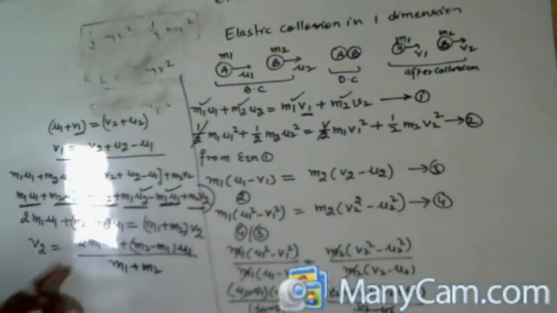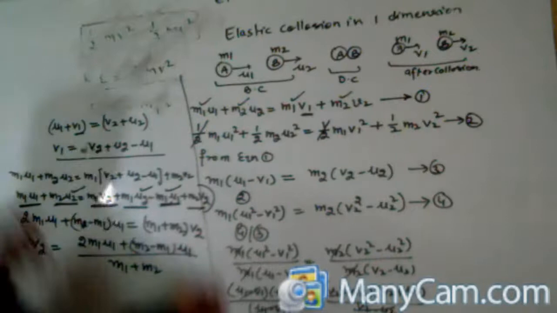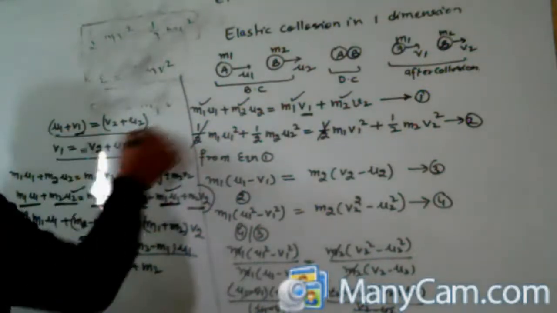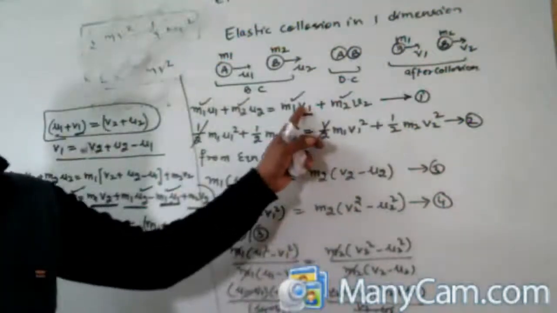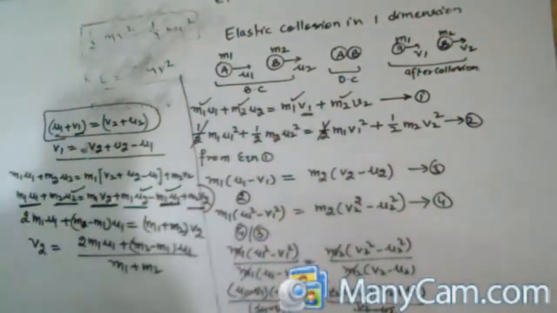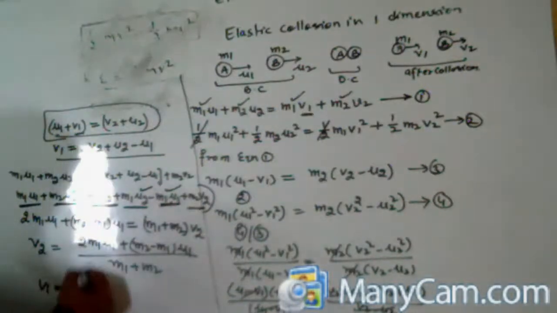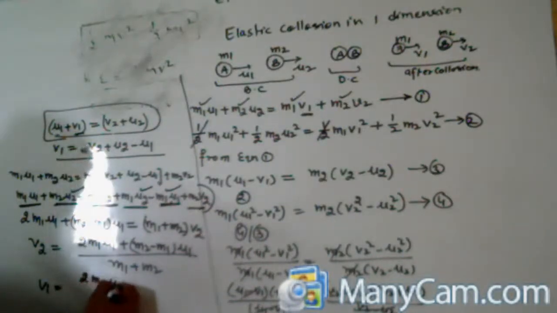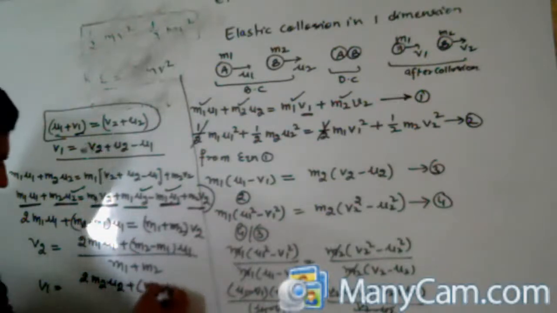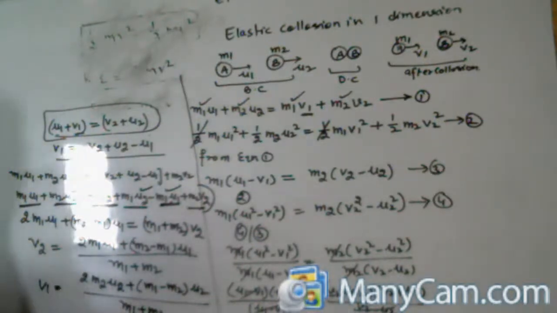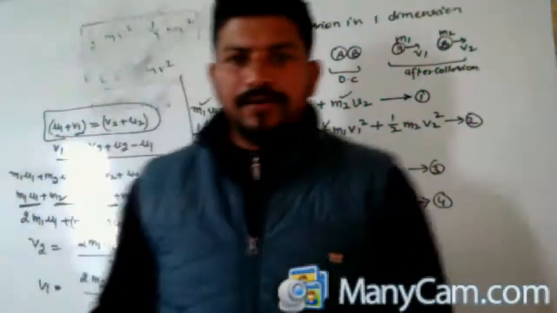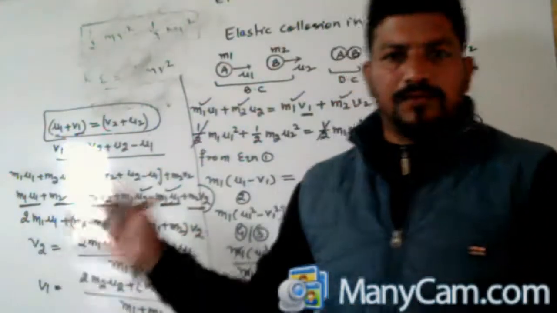ये बेटा मेरे पास v2 की वैल्यू आ रही है। अगर आप नेक्स्ट इसी इक्वेशन से v2 की वैल्यू निकालें और v2 की वैल्यू आपने कहां पे पुट करनी है, फ्रॉम दिस इक्वेशन, इस इक्वेशन में पुट करोगे, then you can get the value of v1 that is equal to [2 m2 u2 plus (m1 minus m2) u1] divided by total mass (m1 plus m2). So beta, this is the final velocity. This is your final velocity after the collision when two balls collide with each other.